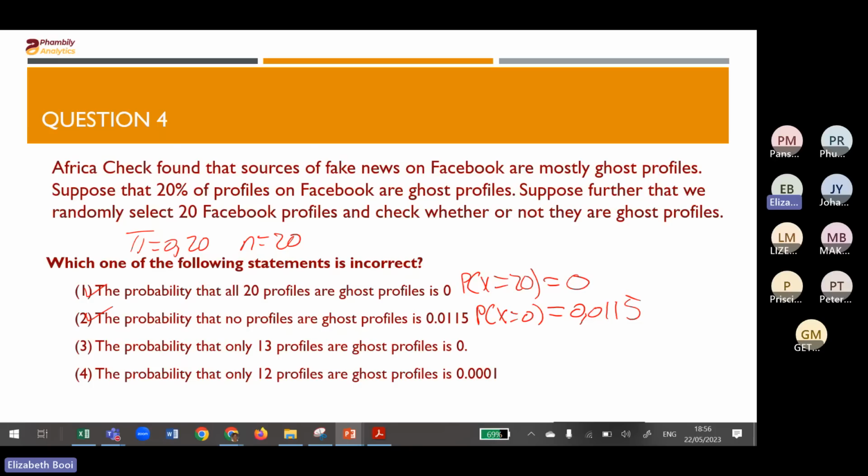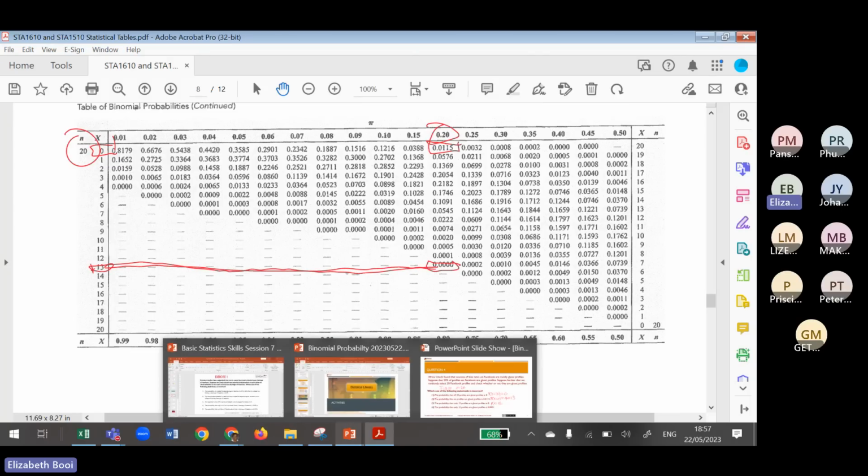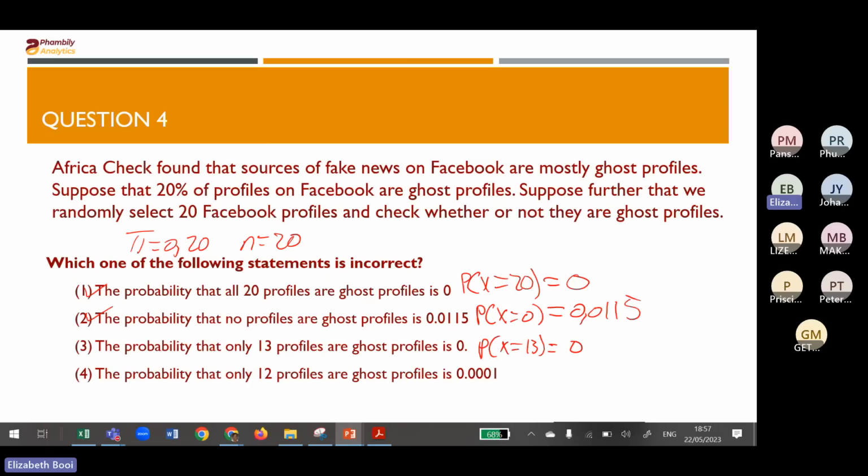The probability that only 13 profiles. Because it says only, you're going to go probability of X equals 13. And we go to 13. Here is 13, and we look for it. It's 0. So that probability is 0.